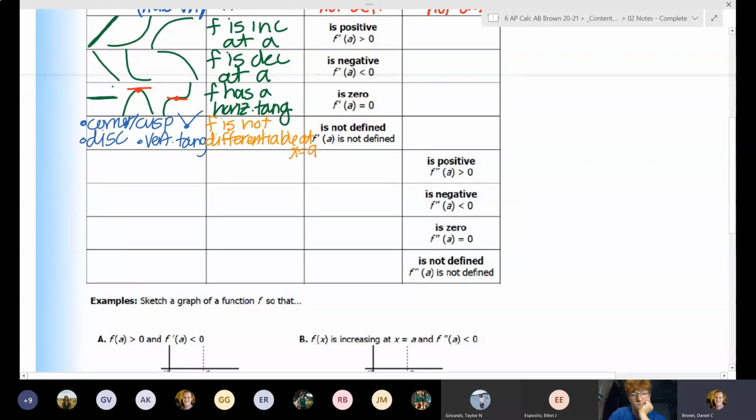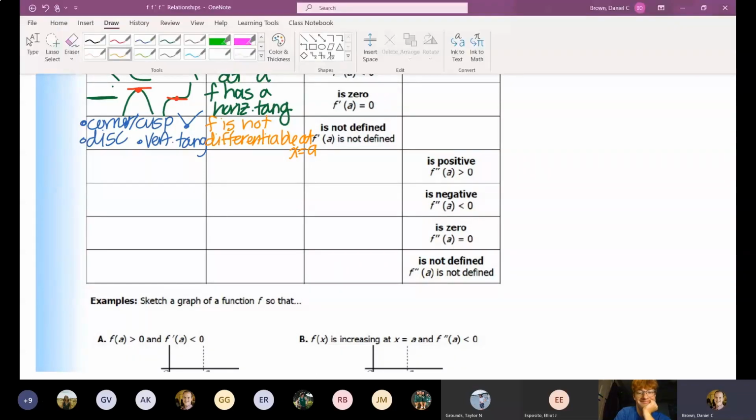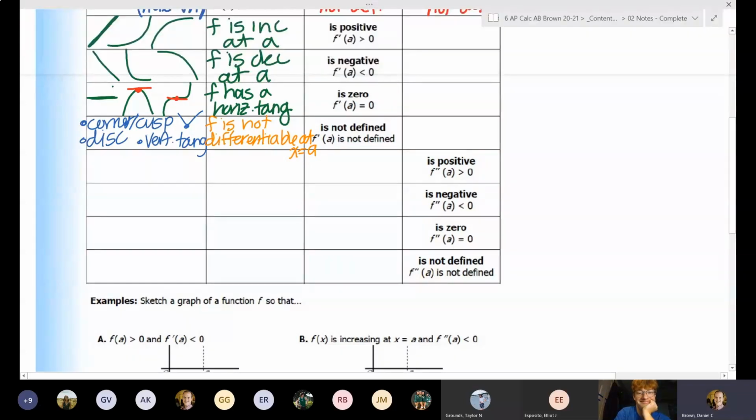At the x equal a value. So when I say differentiable, that just means, hey, this has a derivative, it has a slope. So if I say it's not differentiable, we're basically saying that it doesn't have a slope at that location. And similar to that chart above it, if I just know a graph is increasing or decreasing, I don't know anything about this thing called the second derivative. So we're going to leave this third column for that one blank.